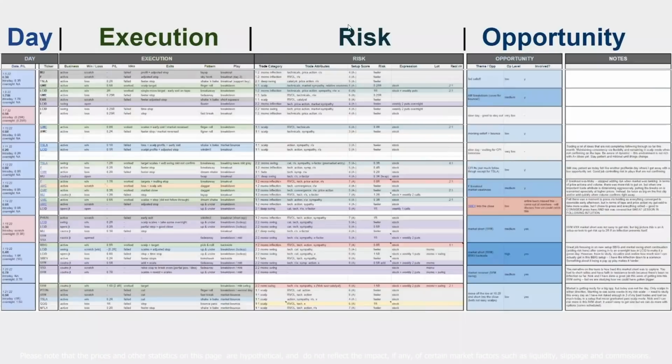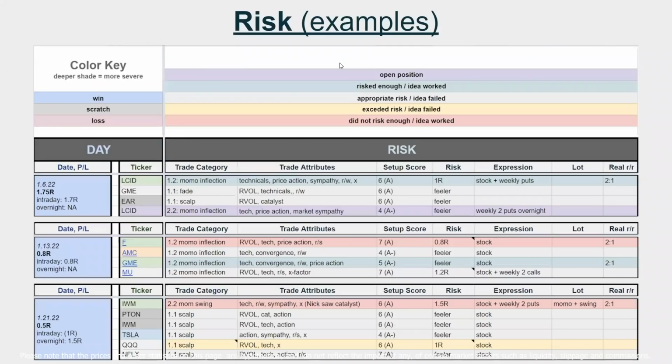Now we're going to talk about risk. Okay, and you can see with the color coding that I'm really only worried about if I'm risking enough on my ideas that worked, right? Because if it doesn't work, there's probably a point in the trade where the setup gets downgraded, maybe the trade category, style of trade gets downgraded, right? Like if I'm getting into something, maybe it only remains scalps because the market's not confirming, right?